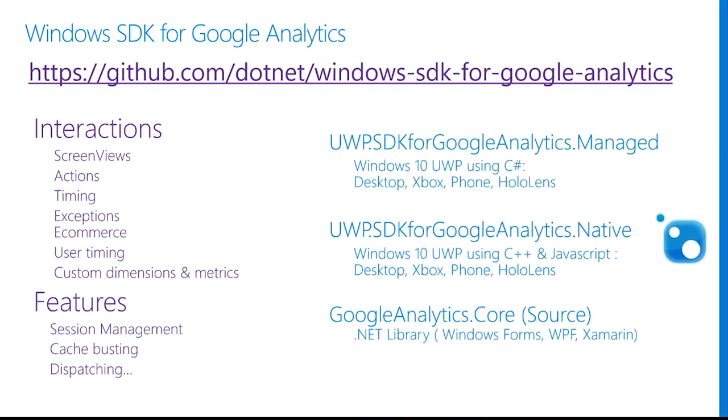You saw how to install it. You just get it from NuGet. Here's the package's name. UWP SDK for Google Analytics managed is for C#, works on all UWP apps. We also have a native one, which you can use for your C++ and JavaScript applications. Again, it works on all UWP platforms. And if you're using Windows Forms, WPF, or Xamarin, you can actually take our Google Analytics core library and use that code to run against all these platforms. Today, we don't have a NuGet package for them, but it's on the roadmap, so check back in a couple weeks and it will likely be there.